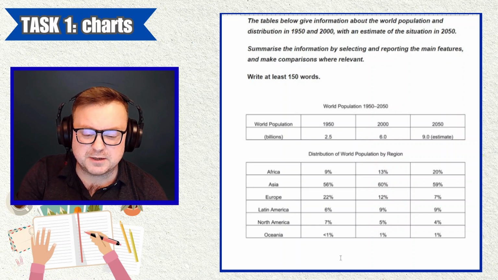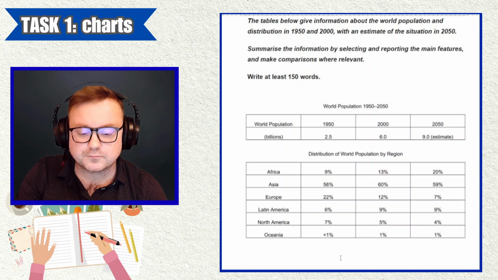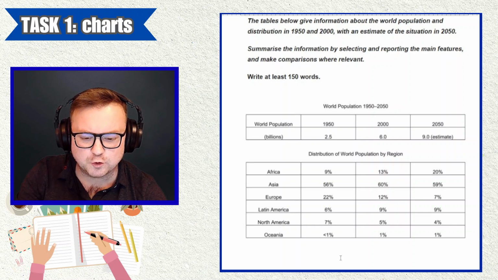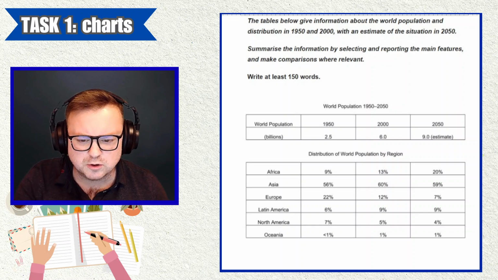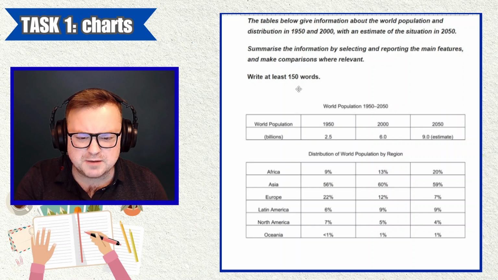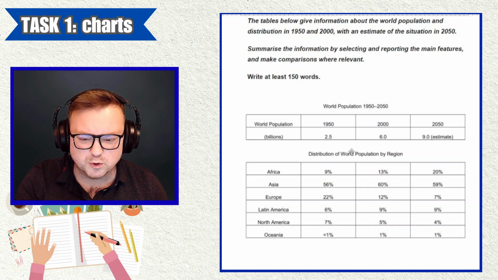I would still recommend a 3-paragraph or a 4-paragraph structure for this. Don't really want more. 150 words is the minimum. 180 for me is great. Really don't want more than 200.